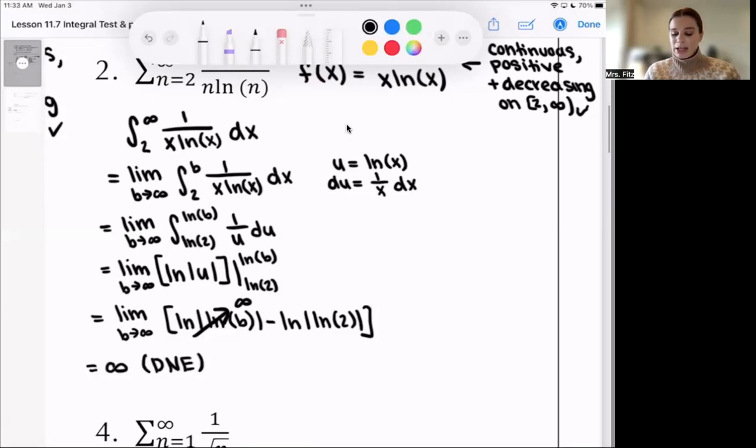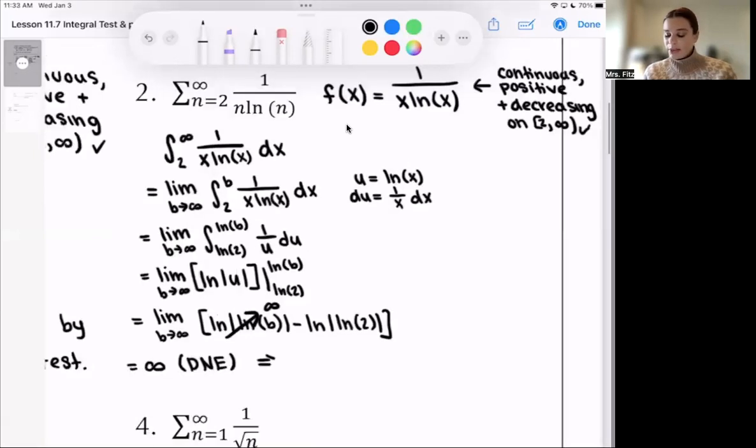So this means that the sum from n equals 2 to infinity of 1 over n times natural log of n actually diverges by the integral test.